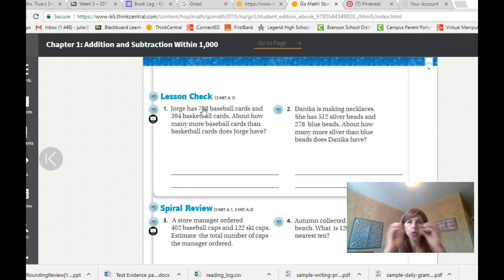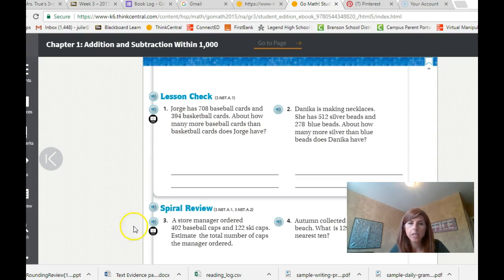So the word problems, remember, can give us clues on whether you're taking away numbers or putting the numbers together. So then you can really focus on what the words are saying and don't worry about the numbers at first until you realize what you have to do with those numbers. So Jorge has blank baseball cards and blank basketball cards. About how many more baseball cards than basketball cards does Jorge have?